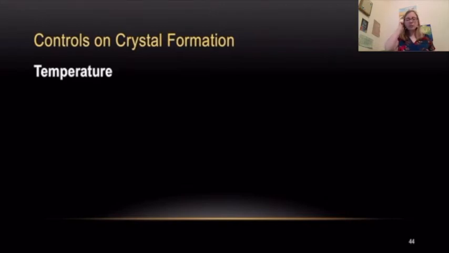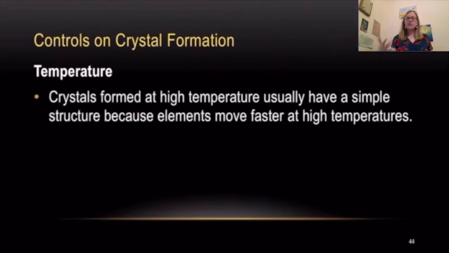All right, so what are the controls on crystal formation? The first control on crystal formation is going to be temperature. Temperature inside the earth is going to be hot, but some places it's going to be hotter and some places less hot. It's all going to be hot, but there are going to be places that are hotter than others. If crystals are forming at high temperatures, the elements around them will be moving faster. So think about elements that are moving really fast.